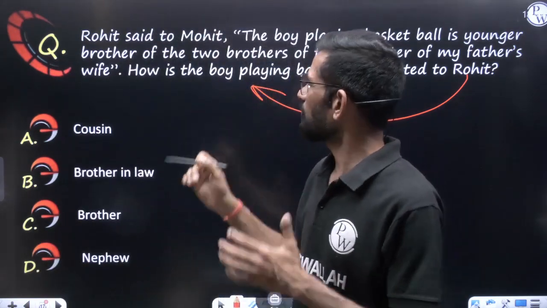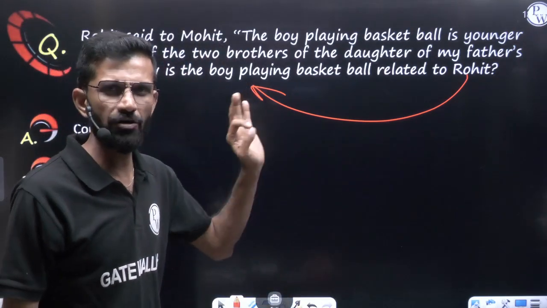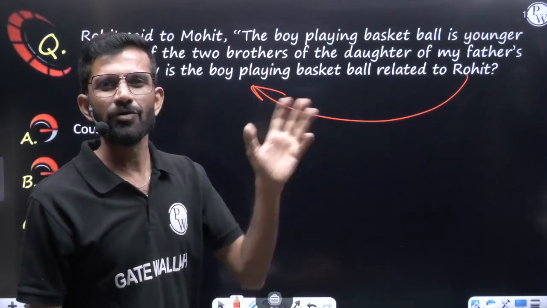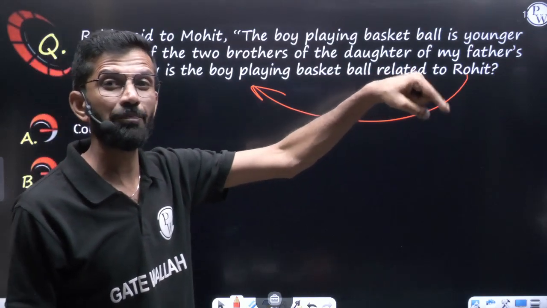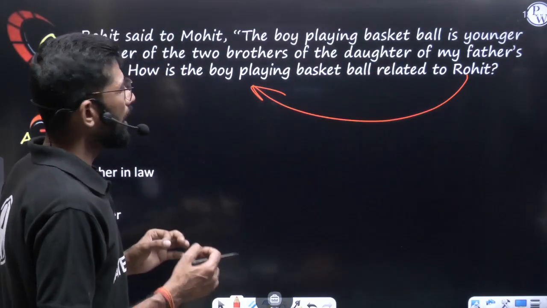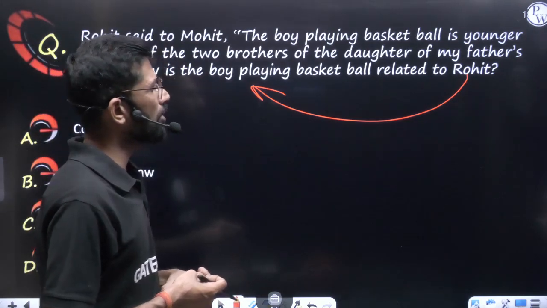So he has given the introduction that Rohit said to Mohit. So they are not asking you the relation of Rohit and Mohit. They are not asking that. They are asking you how the basketball player will be related to Rohit. Now, the boy playing basketball is the younger brother of the two brothers of the daughter of my father's wife.